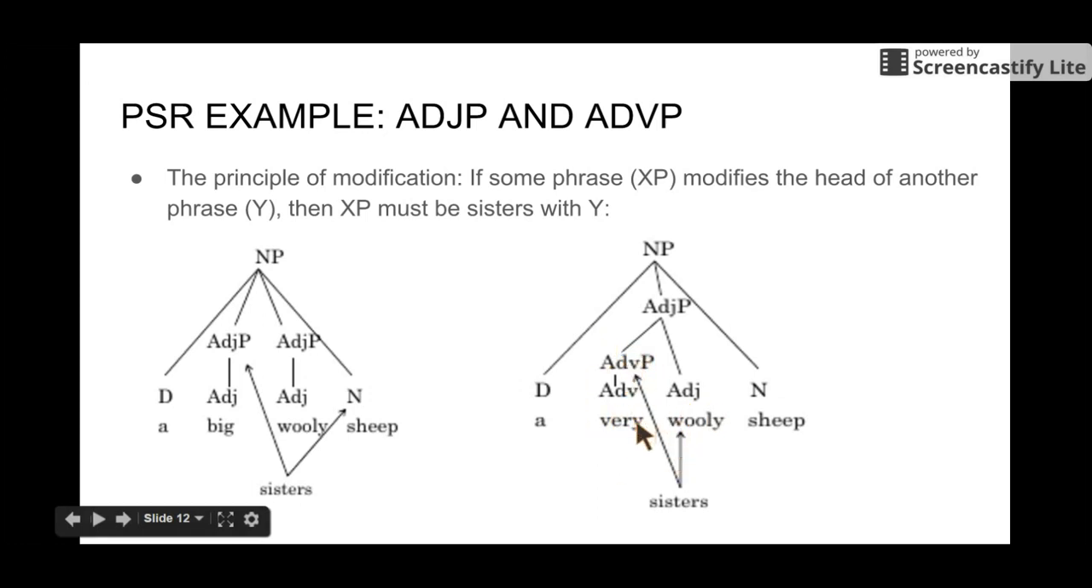So we have a sisterhood. Sisterhood means they have the same mother. Okay, they are inside the same constituent. Okay, adjective phrase. Right? Can you see? You can see a difference. Okay.